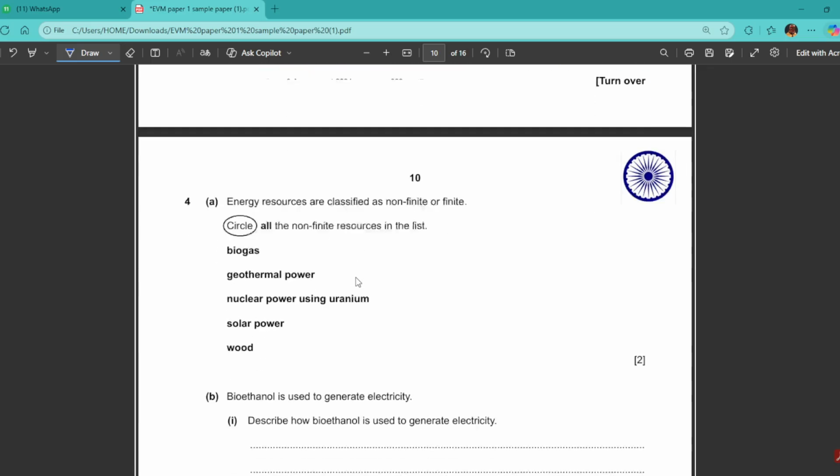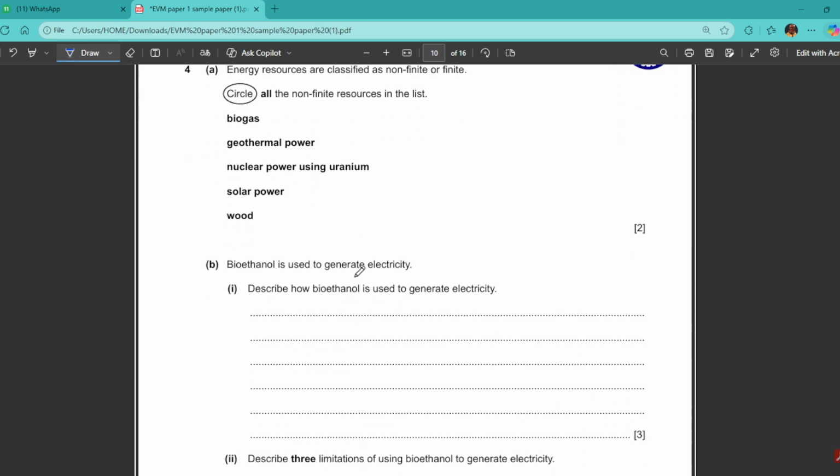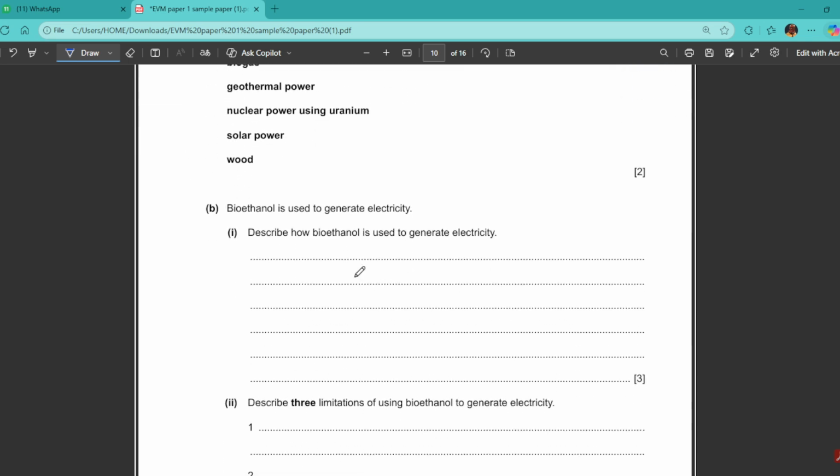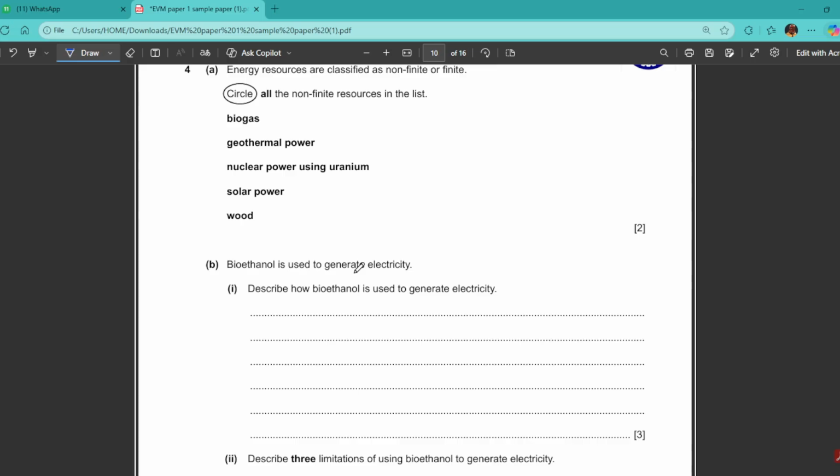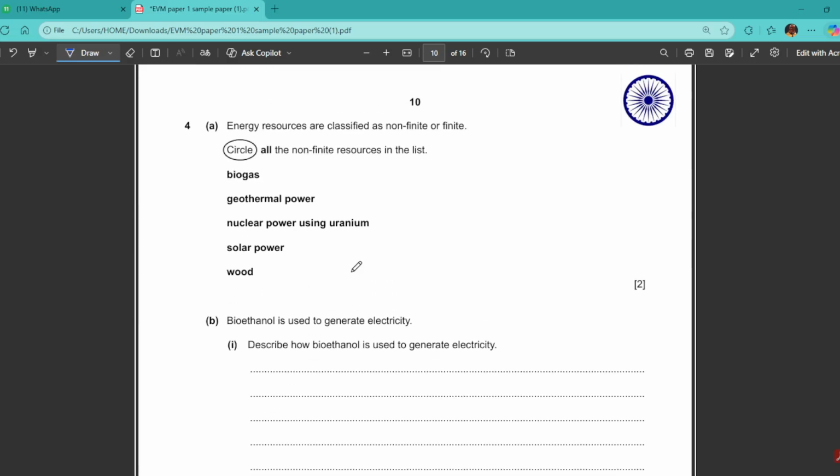The fourth question is about resources. That means this belongs to our energy topic, right? Energy and resources, chapter number 2. Okay, energy resources are classified as non-finite or finite, that is limited and non-limited. Circle all the non-infinite resources in the list. So which is non-infinite here? Non-infinite: biogas, thermal power, wood, and solar.